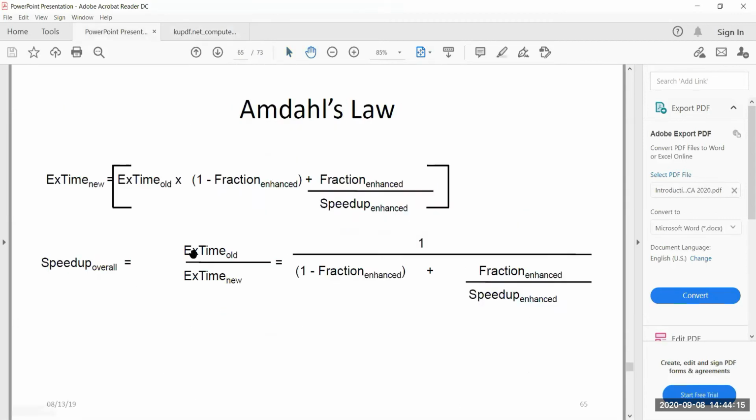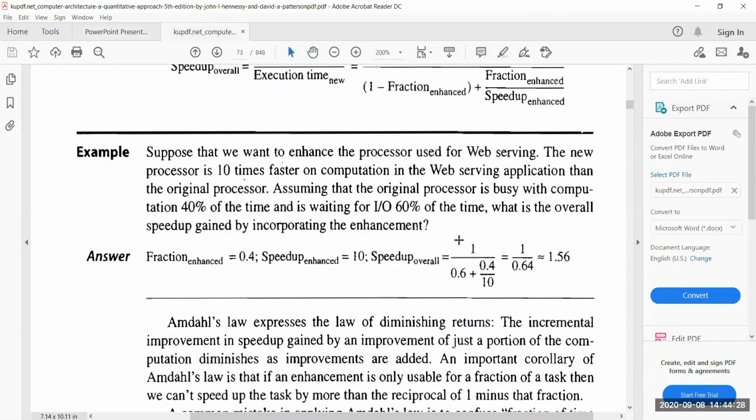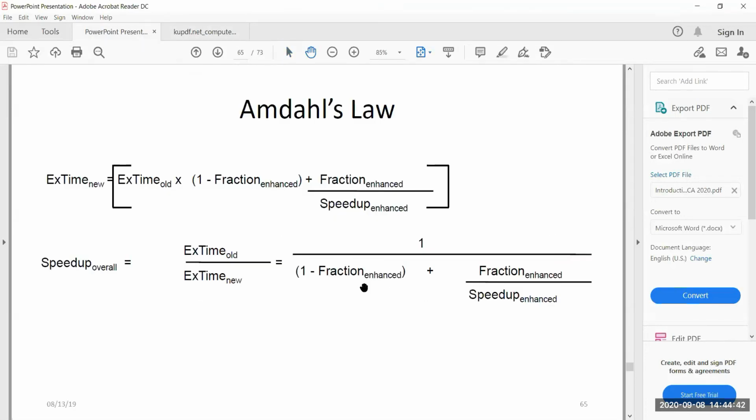your overall speedup will be execution time old by execution time new. So if you look here, old execution time will be 1, and they have directly calculated the overall speedup, where the overall speedup will be 1 by (1 minus fraction enhanced) plus fraction enhanced by speedup. We know the fraction of time that we can enhance is 0.4 and the speedup that we have achieved is 10 times.